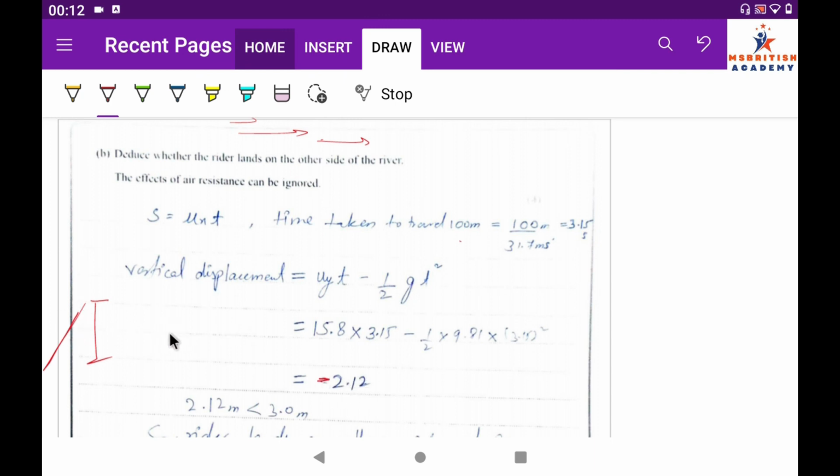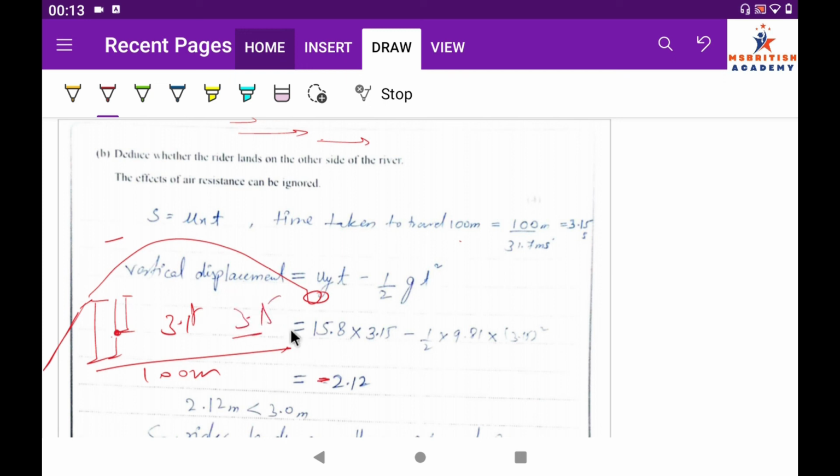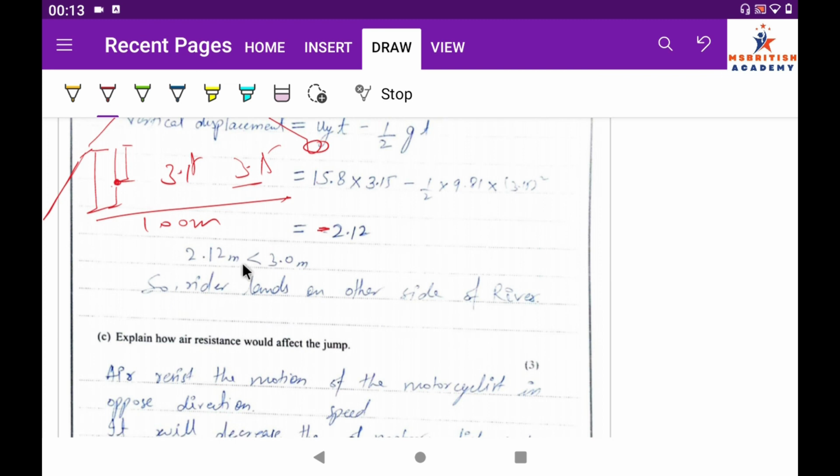Minus is because displacement is a vector quantity and it shows the downward direction. In 3.15 seconds it will have this much vertical displacement, and it will cross the 100 meters. When it jumps, it will cross this river in 3.15 seconds. So see here, the rider lands on the other side of the river.